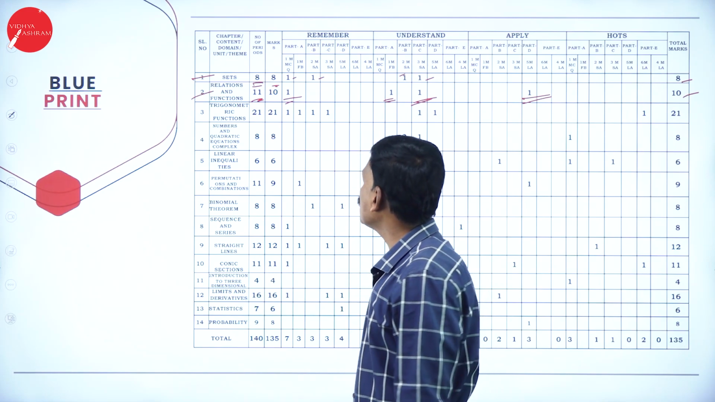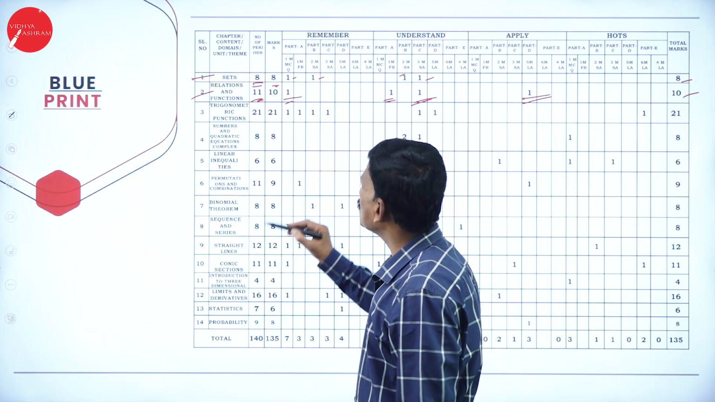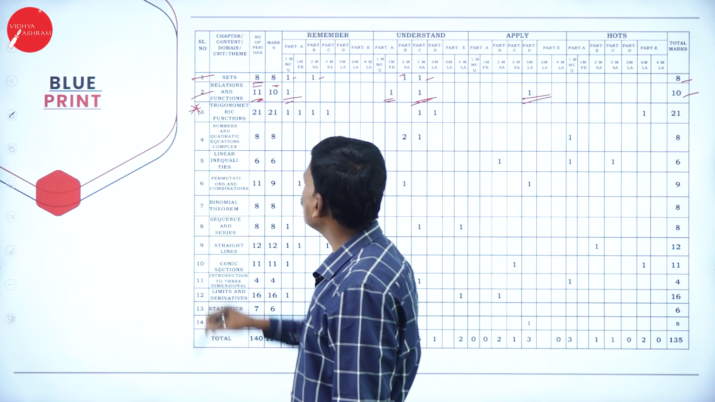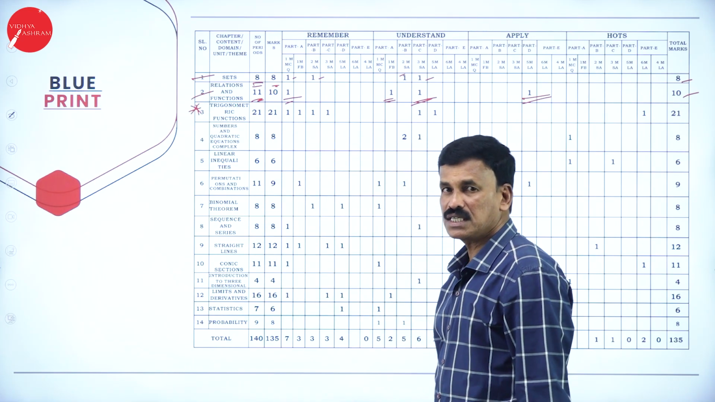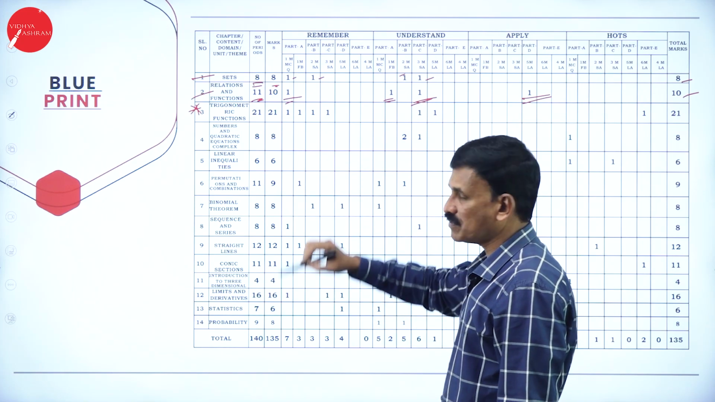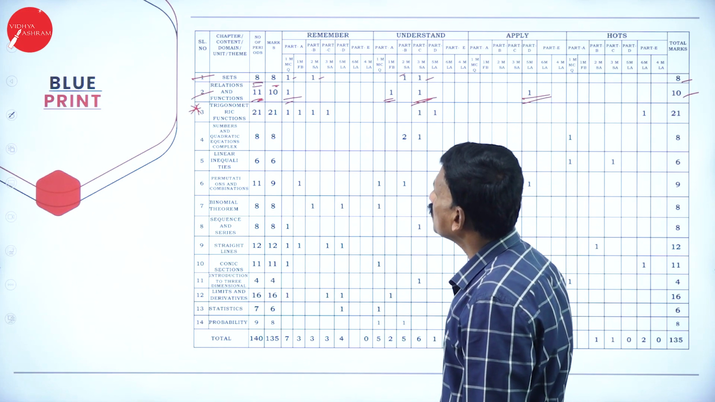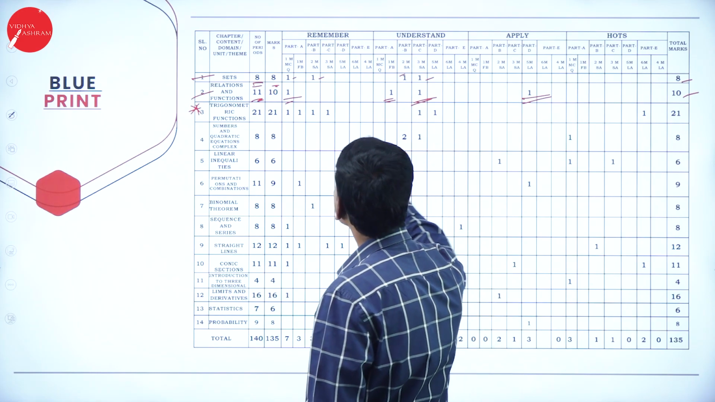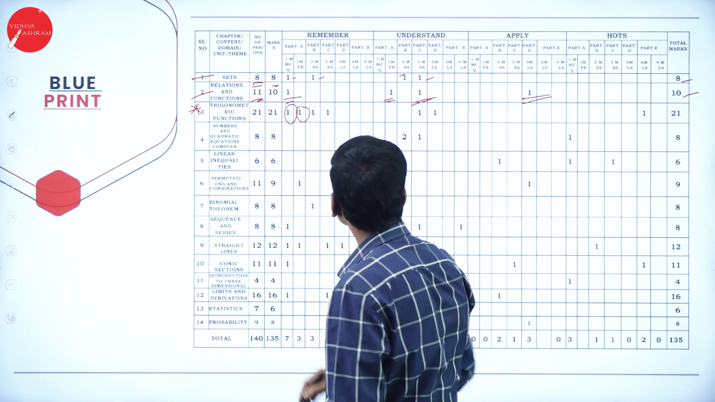Now, the third chapter is trigonometric functions. This is a very important chapter. The weightage is 21 marks and the number of hours is also 21. So, for trigonometric functions, how many MCQ questions do we have? One MCQ, one fill in the blanks.